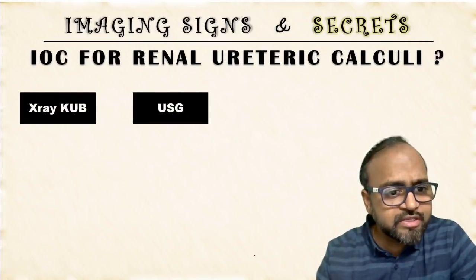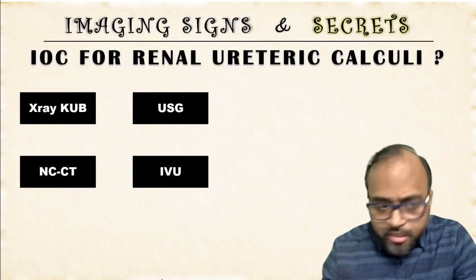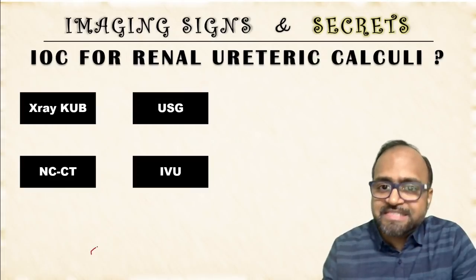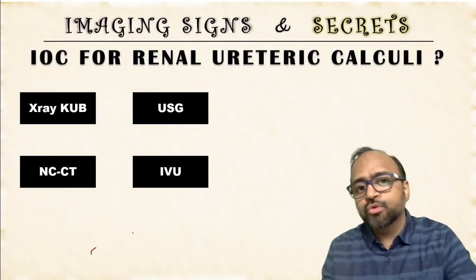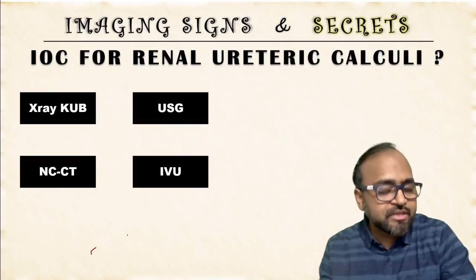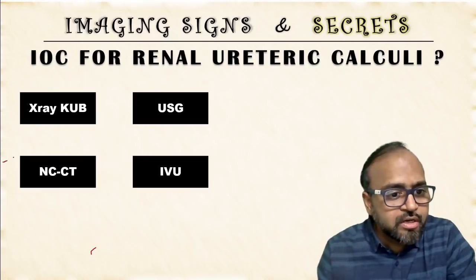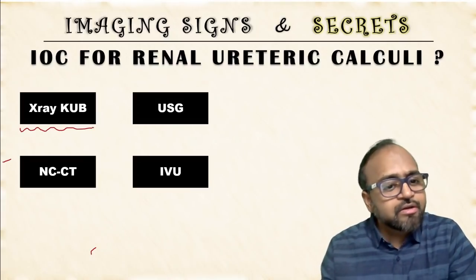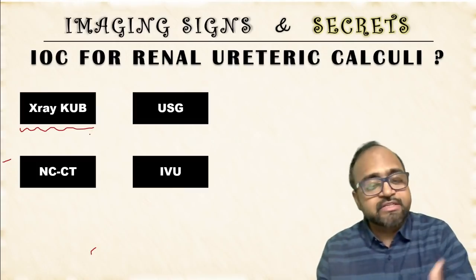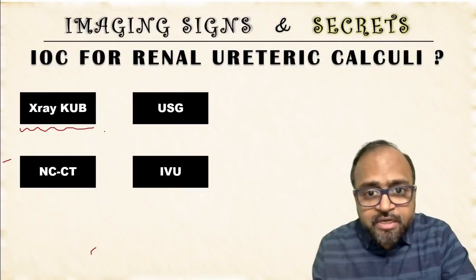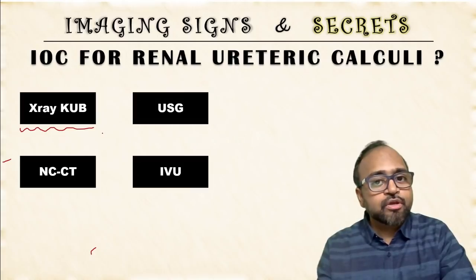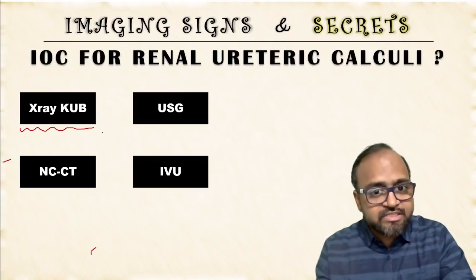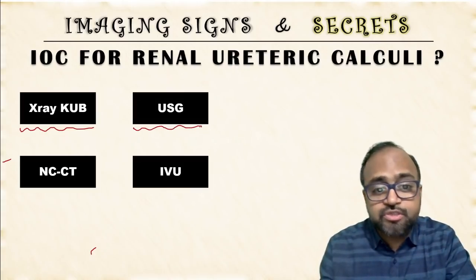Let us look at the various investigations that could be done. Initially, when a patient presents with renal colic, we want to look at the calculus, try and find it on a simple investigation. We try and do an X-ray KUB, a simple radiograph. That is the image that we saw at the start. Very commonly, when the patient presents with acute renal colic, we want to look at the kidneys to see if there is hydronephrosis. So USG is also done.